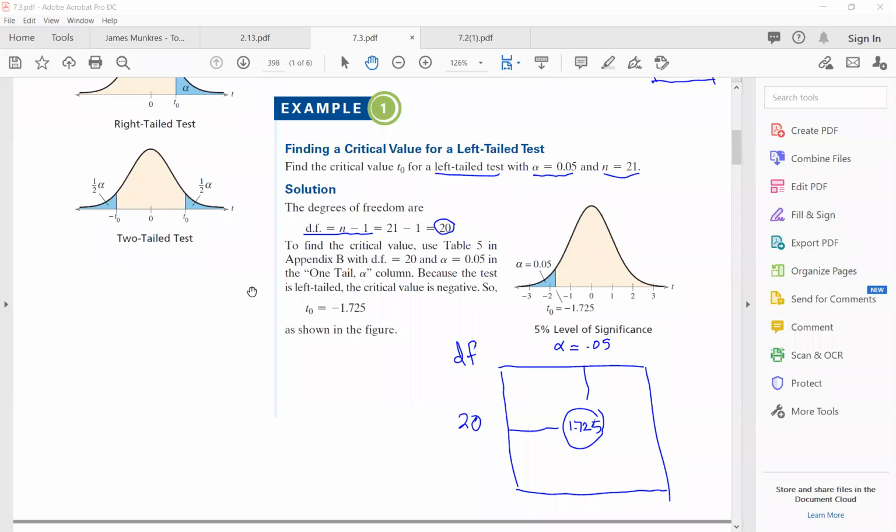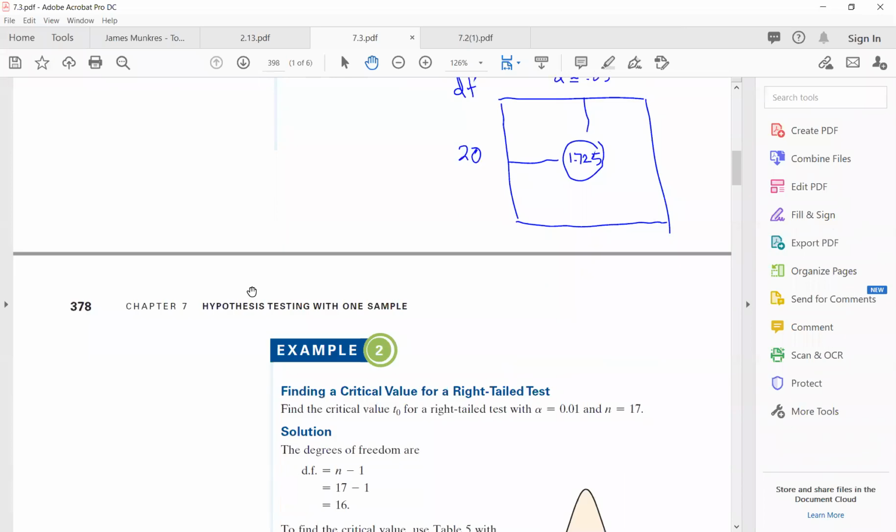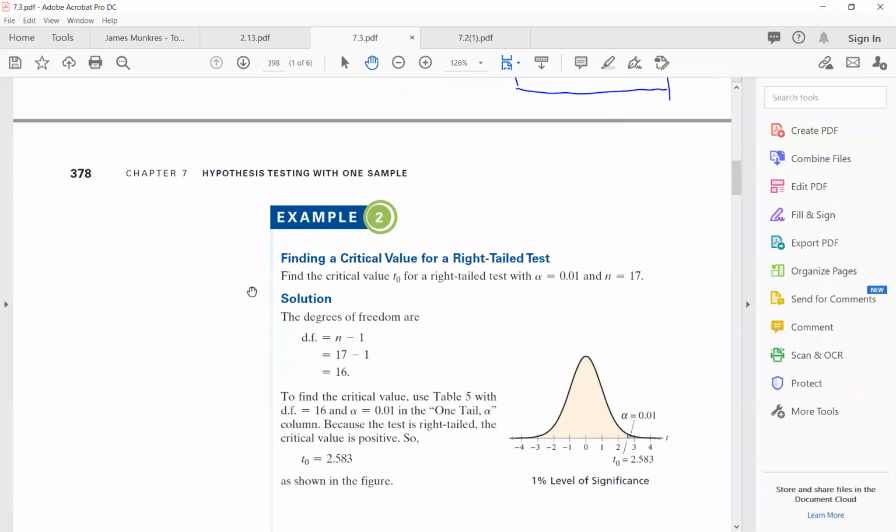Let us move on to the next page. Finding critical value for a right-tailed test. Now suppose you have a right-tailed hypothesis test. It means that your alternative hypothesis, for example, says mu is greater than a number like k. Its opposite, your null hypothesis, says mu is less than or equal to k. So this is your hypothesis test.